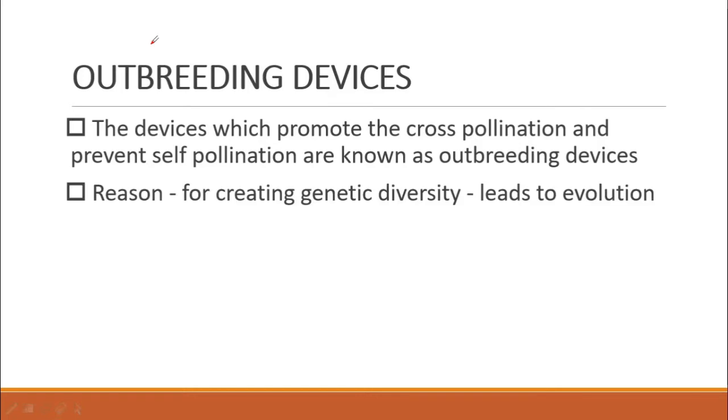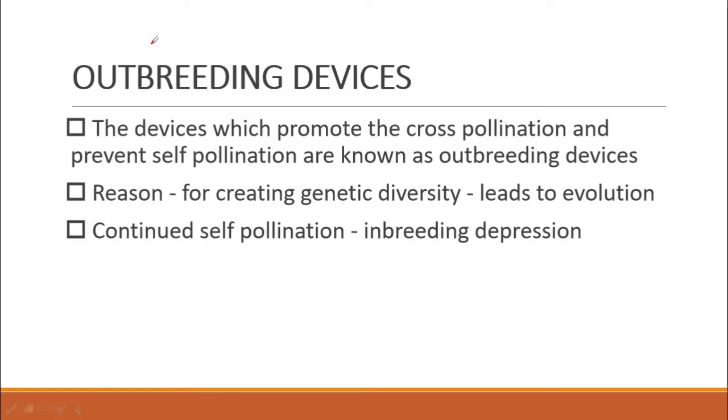Now we have a few important reasons for promoting cross pollination and preventing self pollination. The reason is that cross pollination or outbreeding helps in creating genetic diversity, and as we all know, more the diversity, it would eventually lead to evolution, and all the life on earth exists to evolve, to adapt to the changing environment and to survive. So that's why outbreeding is very essential in creating genetic diversity, which leads to evolution.